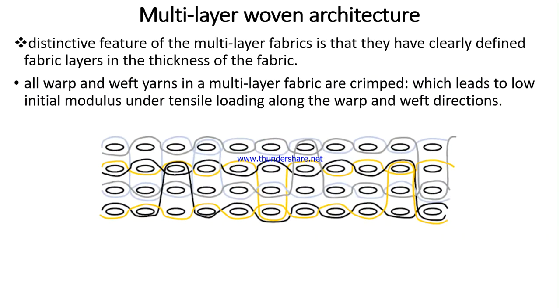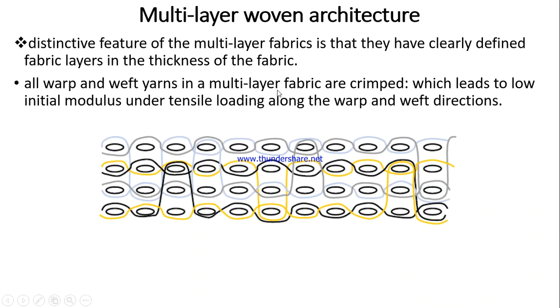Then multi-layer woven architecture. The third type of 3D woven fabric is multi-layer woven architecture. The distinctive feature of the multi-layer fabric is that they have clearly defined fabric layers in the thickness of the fabric. Their layers can be clearly defined. You can identify 1, 2, 3, 4 layers of fabrics, and the 4 layers of fabrics are actually interlaced within the structure to make an integrated form.